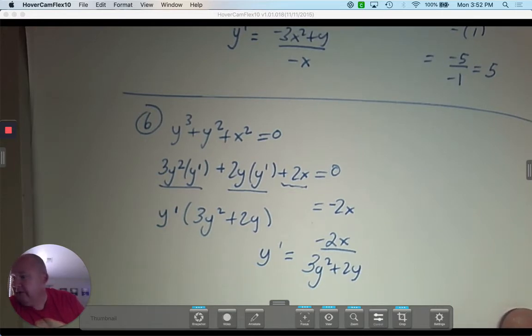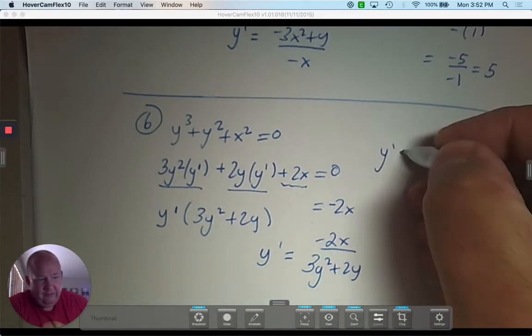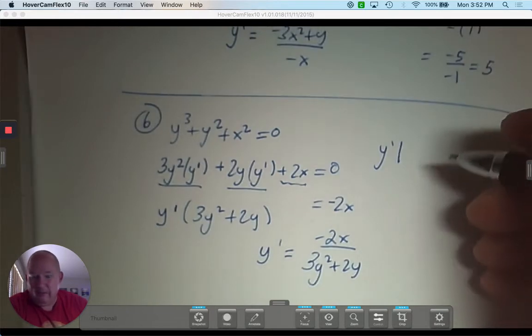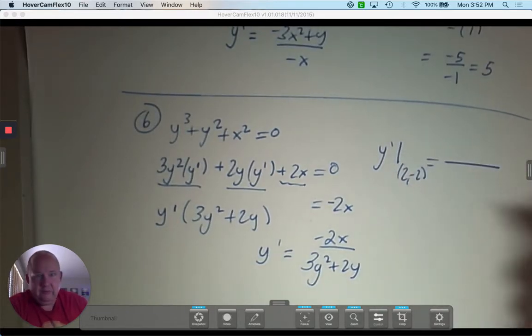Looking in the right spot. There it is. Good. Always good to double check that I did it right. The point that you're going to substitute in is 2 and negative 2. So what does that mean?